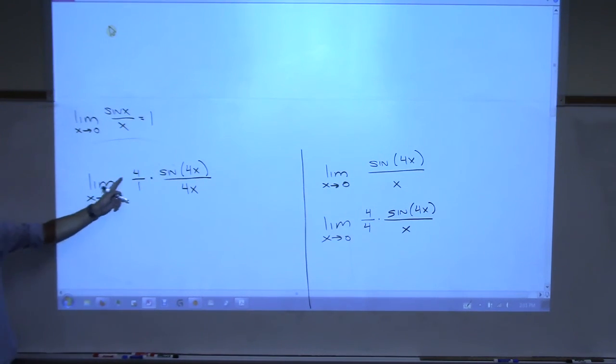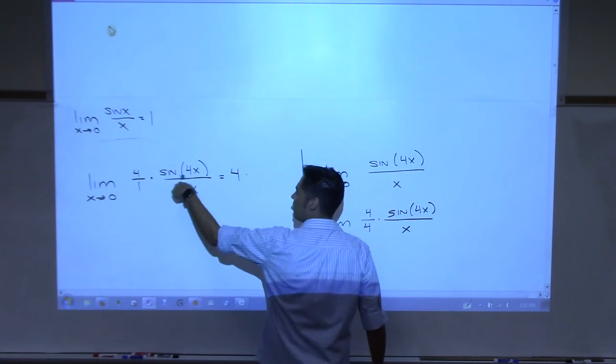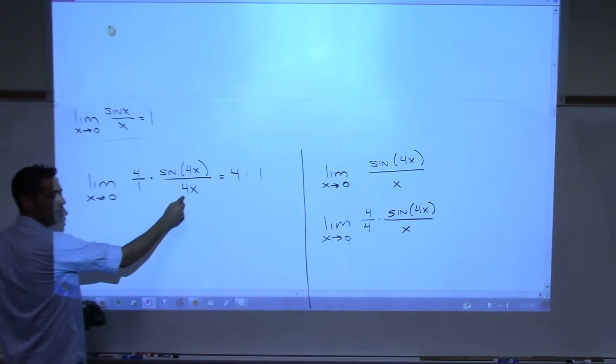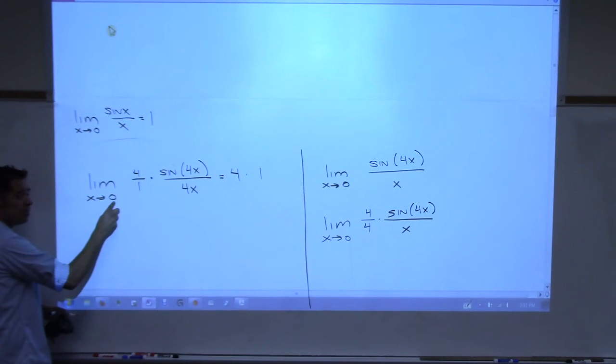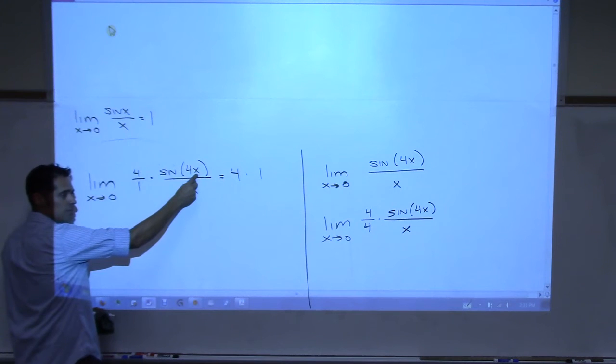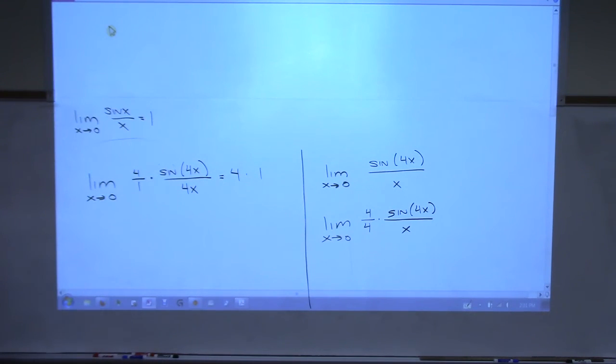Now what does this go to? Take the limit of a constant, 4, and then times, this is 1 because you have identical junk. And as x goes to 0, this is important, 4 times x goes to 0. So our answer here is 4.